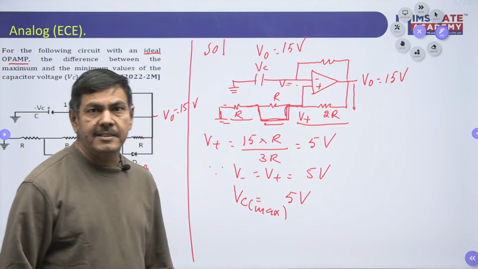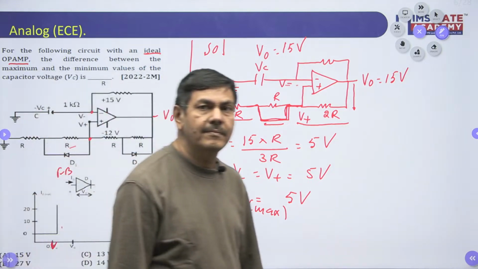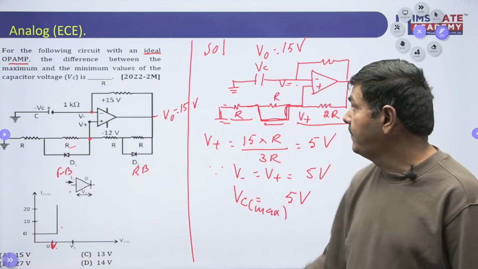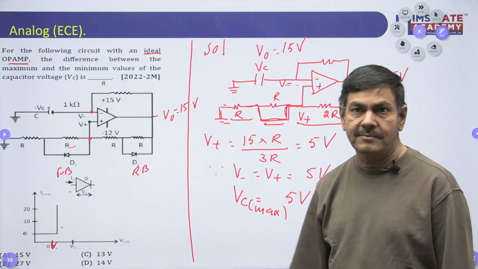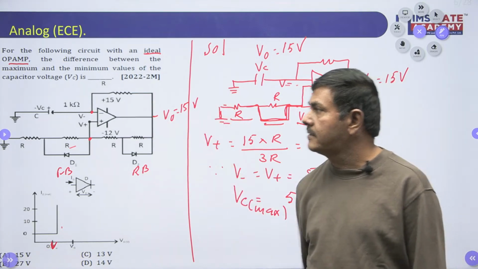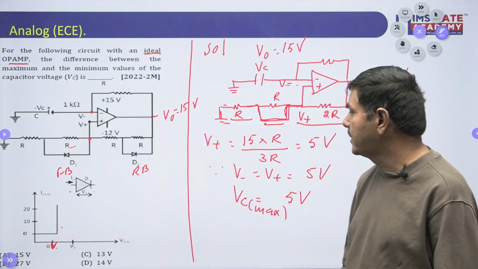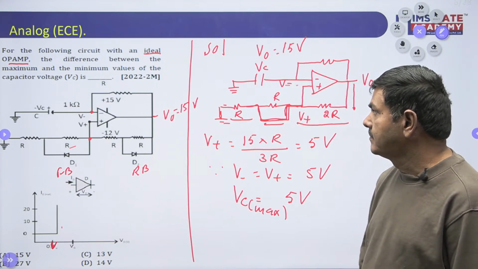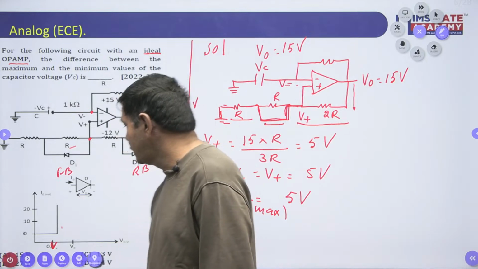The second case I'm asking here now. When V naught equals V sat, I determined VC maximum. When V naught equals minus V sat, you calculate the VC value. Then we can determine the difference of the voltage. Otherwise, I will draw, please watch it now.